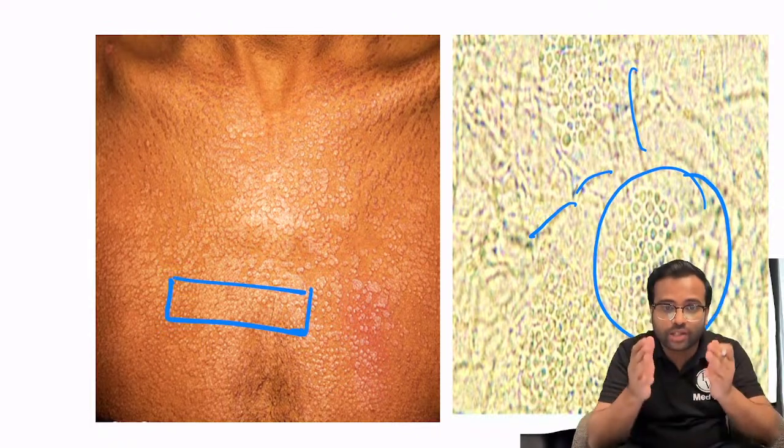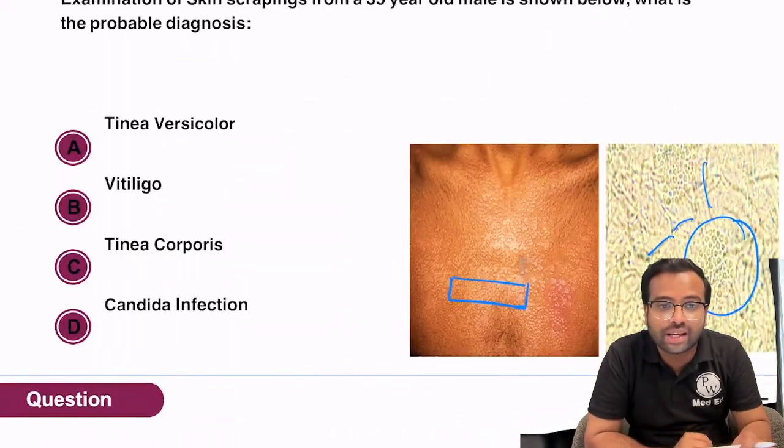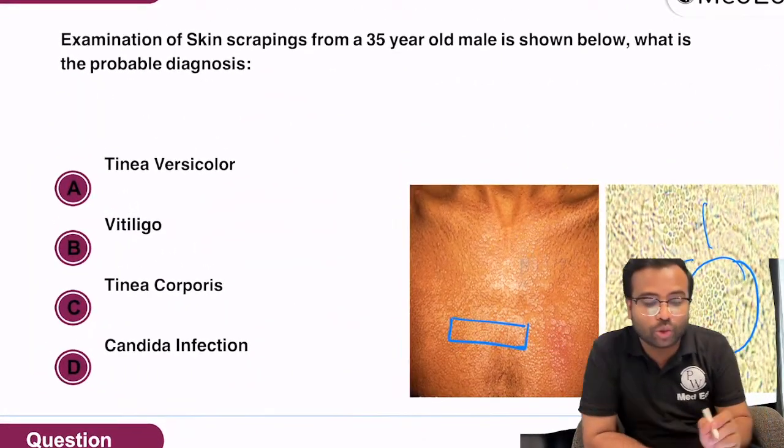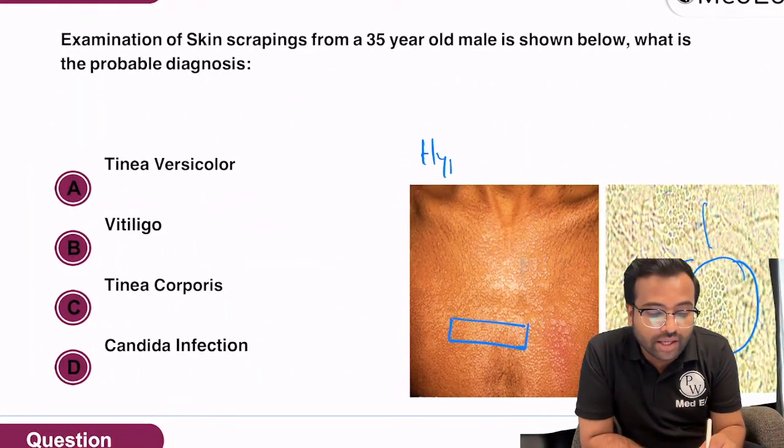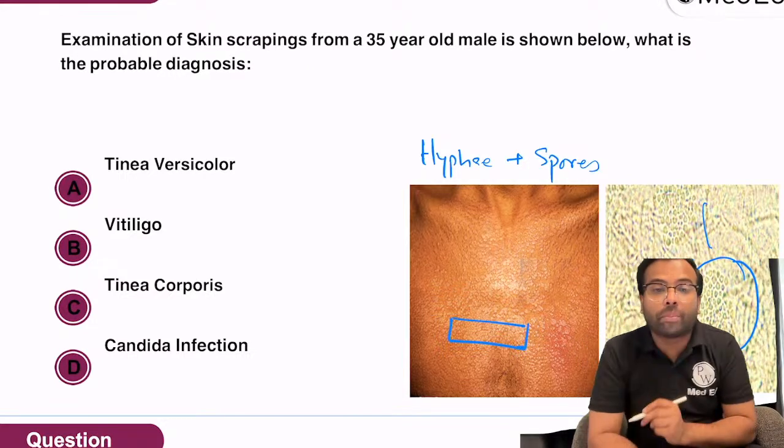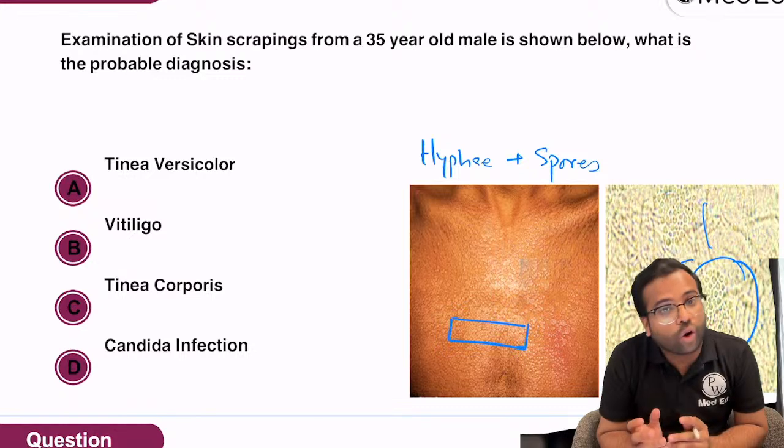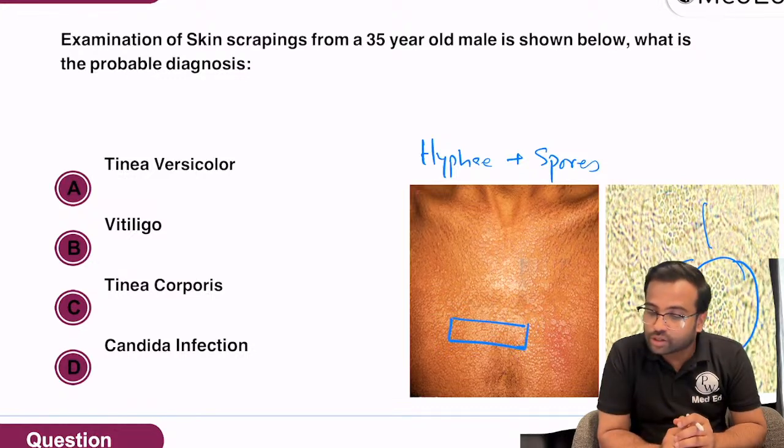So what are these long strands and these rounded balls? These are the hyphae as well as the spores, which we usually compare to a banana and grapes, or spaghetti and meatballs. So where do you find them?